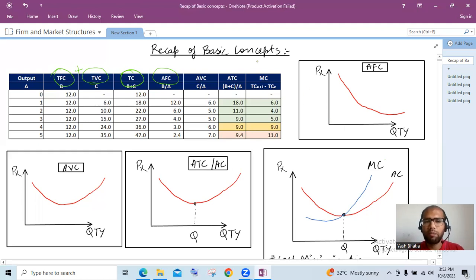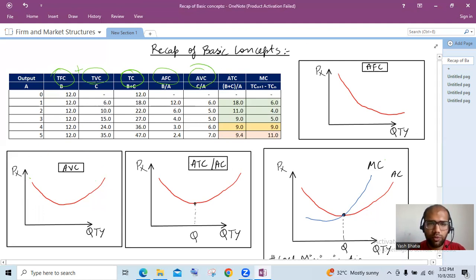Okay. Now let's move to average variable cost, which is total variable cost, column C, divided by output, column A. Okay. Here you can see that average variable cost is first 6, then it reduces till 5, and then it again starts rising. So average variable cost in this diagram is a U-shaped curve. Average variable cost is a U-shaped curve. It first decreases, reaches the bottom, and then increases.